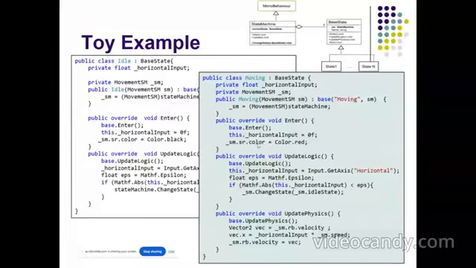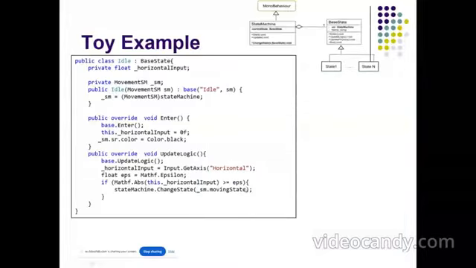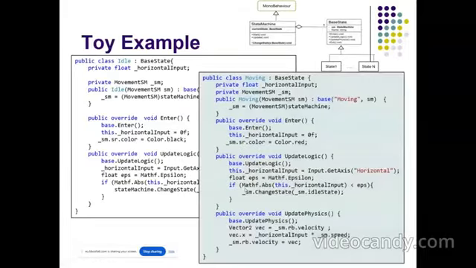If no input was encountered here, what will happen? You go back to idle, as you can see here, and you go back again to this state. And so you will jump between idle and moving.